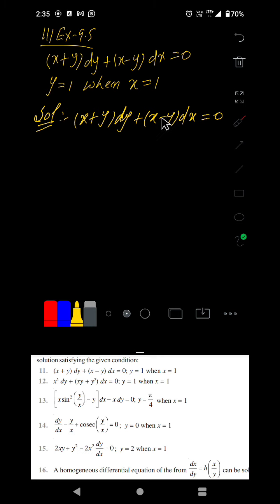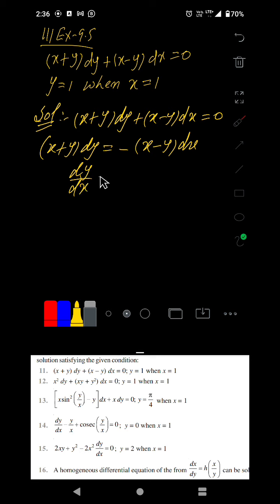First, we will have to transpose this term to the right hand side. So on the left hand side, we have (x + y) dy, and on the right hand side, it becomes -(x - y) dx. Now transposing dx to this side and x + y to the right hand side, we have dy/dx equal to -(x - y)/(x + y).